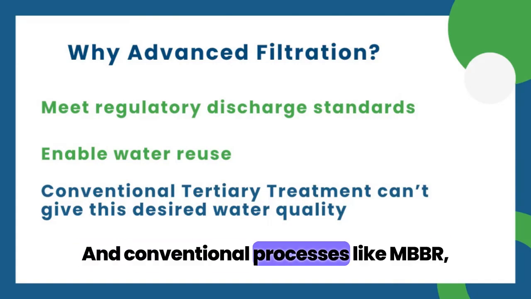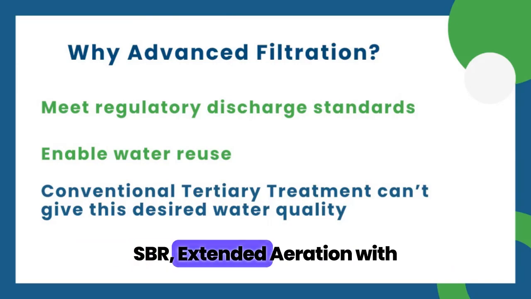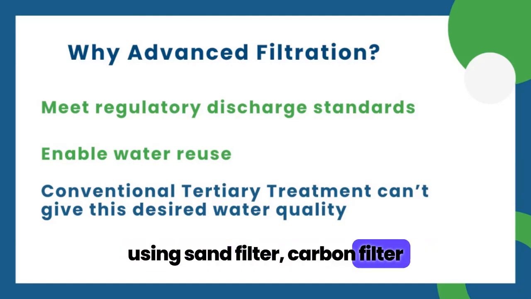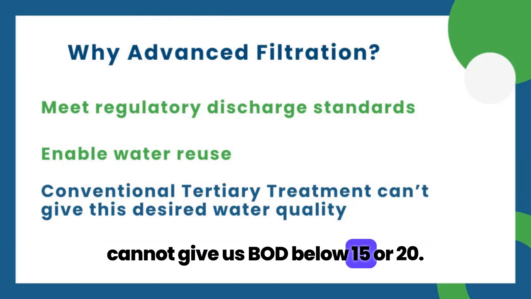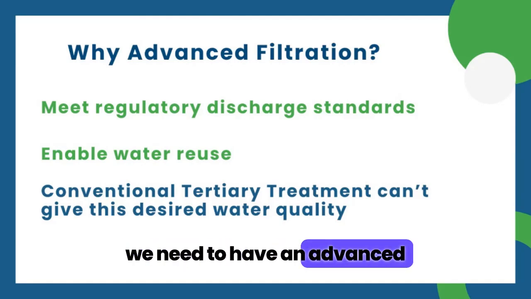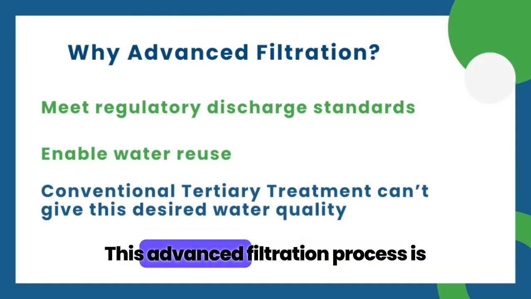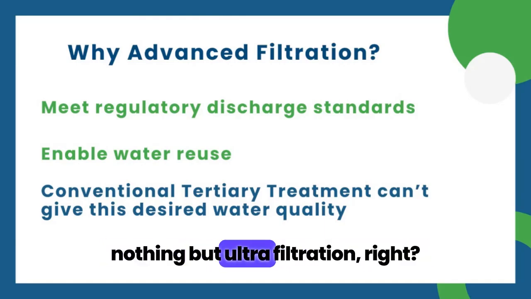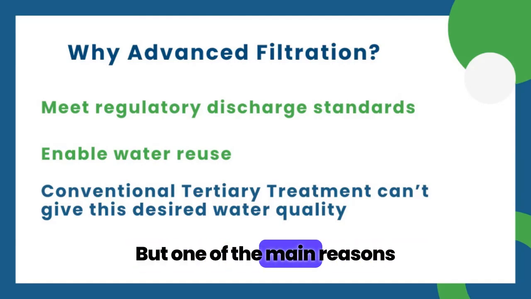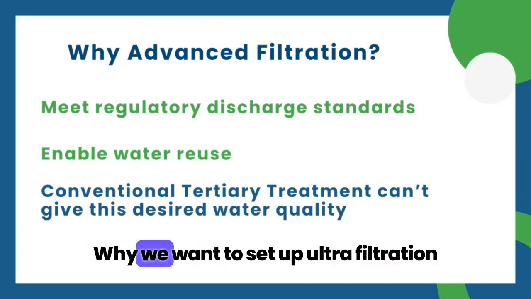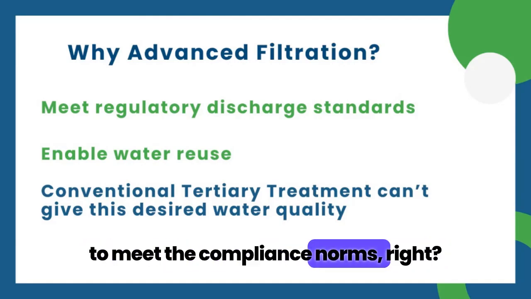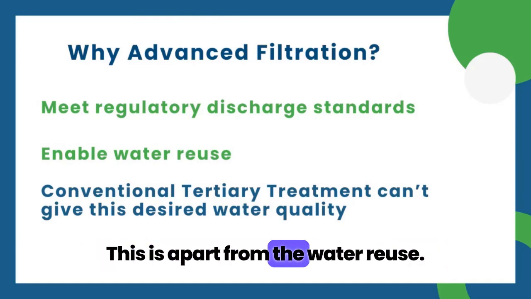And conventional processes like MBBR, SBR, extended aeration, with their traditional tertiary treatment using sand filter and carbon filter, cannot give us BOD below 15 or 20. If we have to get BOD below 10, we need an advanced filtration process. This advanced filtration process is nothing but ultrafiltration, right? We'll deep dive into what exactly ultrafiltration is. But one of the main reasons why we want to set up ultrafiltration in places like Karnataka and Kerala is to meet the compliance norms, right? This is apart from the water reuse.